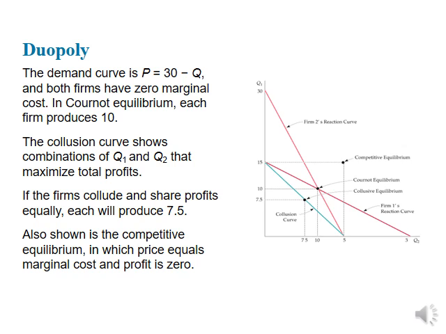What does this look like? Well, if each firm colludes and produces 7.5 at a market price of 15, they're making $112.50 in revenue. Let me clear that up. If each firm produces 7.5 at a market price of 15, they're making $112.50 in revenue, whereas if each firm produces 10 at a market price of 10, they're making $100 in revenue.